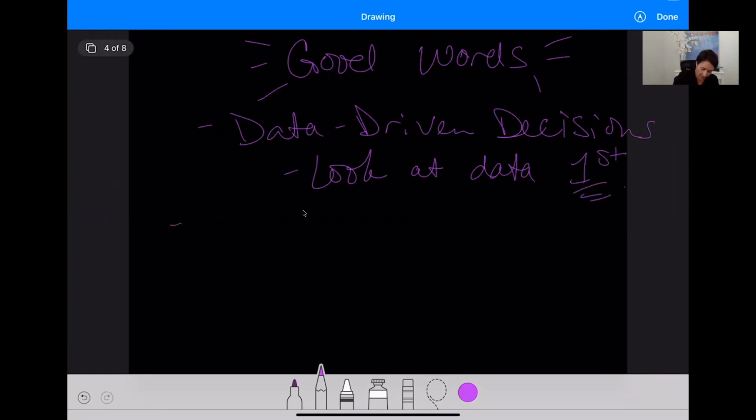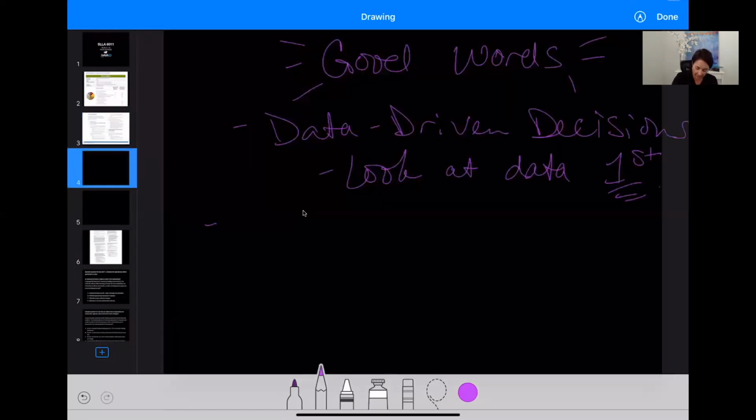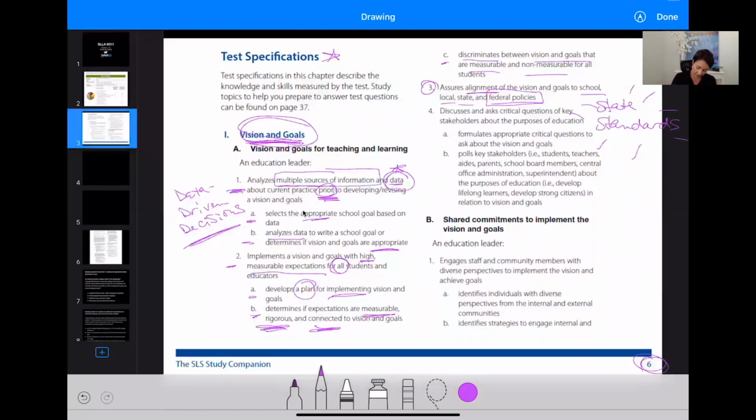Then another piece, let's go back and take a look here. I like this part: multiple sources of information and data. That's going to be a variety of data. So that's going to be both qualitative and quantitative. You're not just looking at test scores. You're not just looking at one measure. You're looking at all of it and putting it together. One piece of data will tell you a piece of the story. All the data will tell you the entire story. So make sure you pay attention to that.